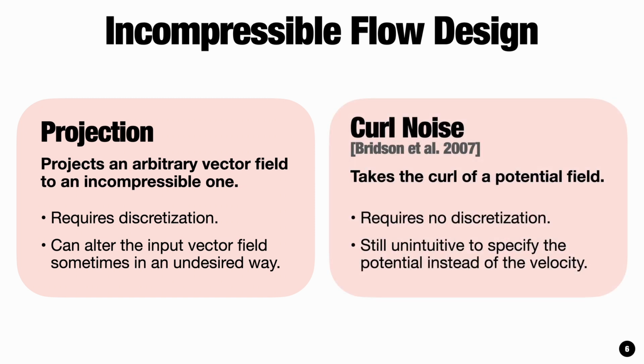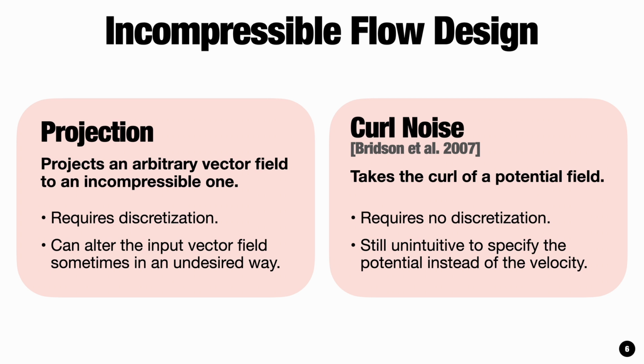The second approach is the curl noise approach. Given the potential field, we construct the output vector field by taking the curl of it. Unlike projection, curl noise does not involve any discretization in its core mathematical formulation. While adding turbulent, incompressible noise to augment an already incompressible input velocity field is easy with curl noise, it remains highly unintuitive for users to specify an intermediate potential field whose curl would yield an intended incompressible flow.